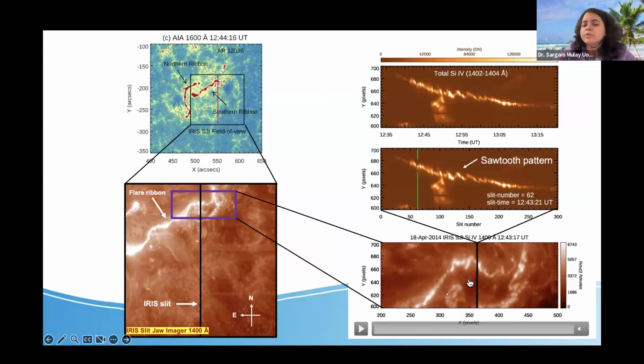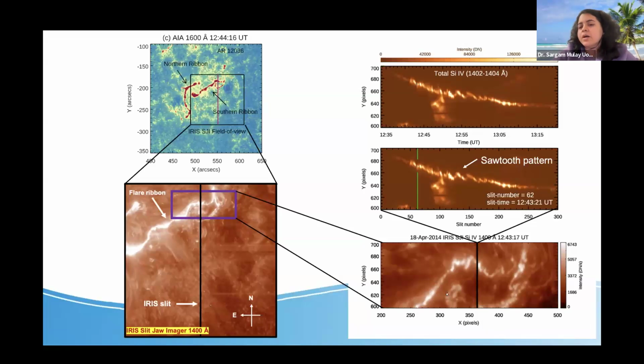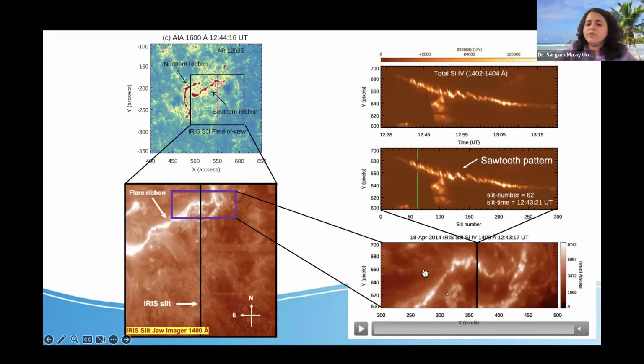That means it is going from north to south, and this green line over here is the time for the slit-jaw images. As time passes, you are going to see this green line move in this particular direction, and the emission captured at the IRIS slit location. You will see the evolution of that slit, and you will be seeing this particular sawtooth pattern that is coming from the flare ribbon itself. I'm just going to play the movie.